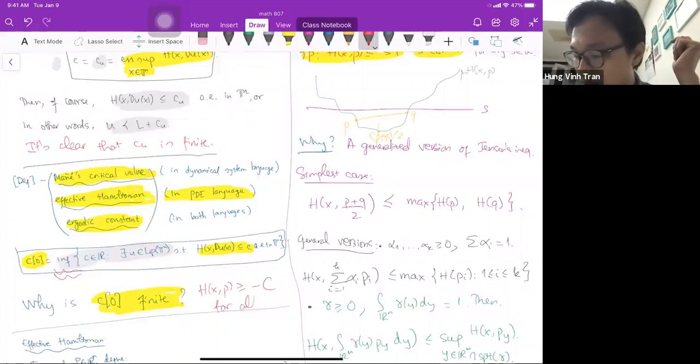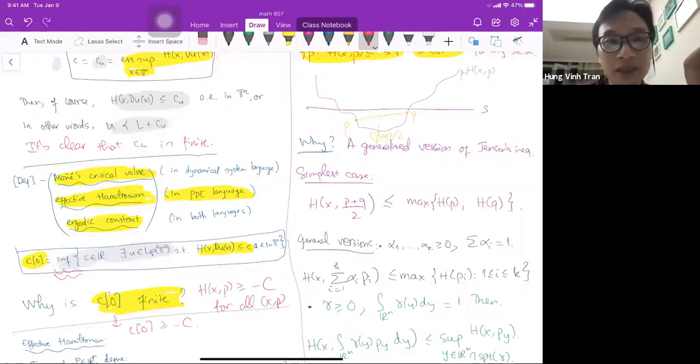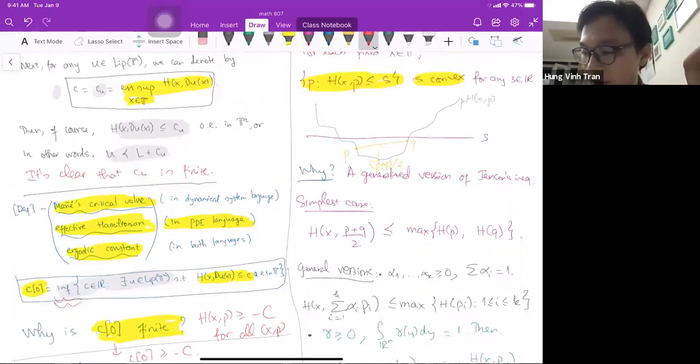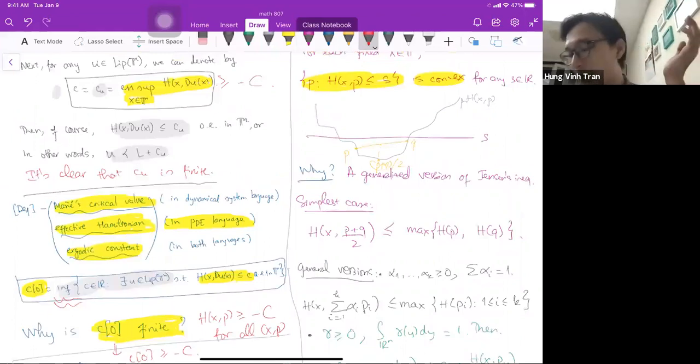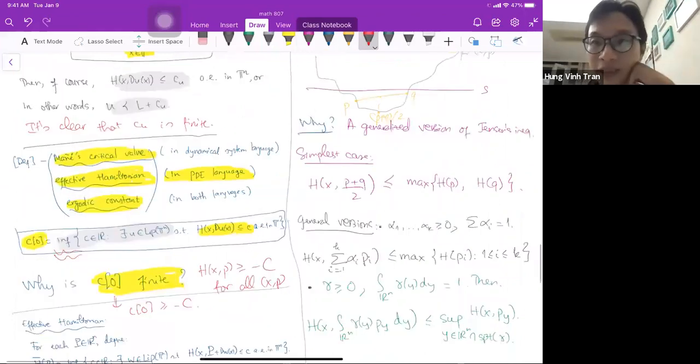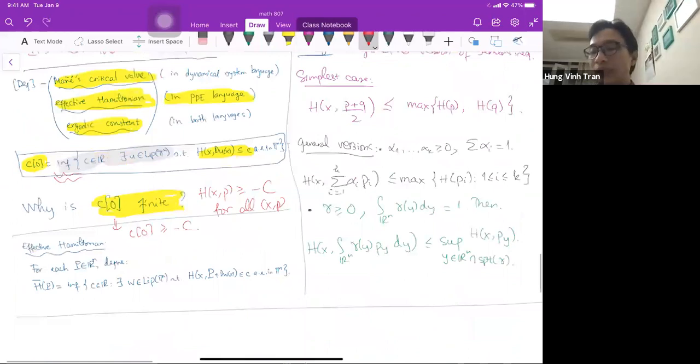Therefore, we should imply right away that c of 0 is going to be greater than or equal to minus c, right? Because when you take the essential supremum here, it's got to be greater than or equal to minus c always, okay? So that's good. So we have C0 is finite. And now it comes to be a notion.